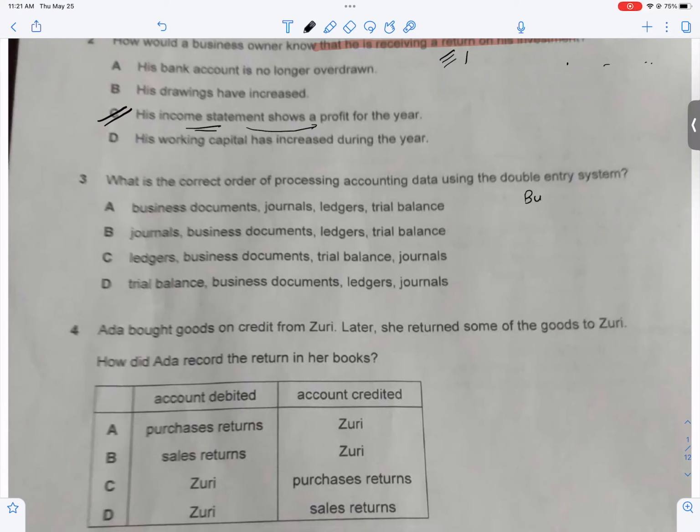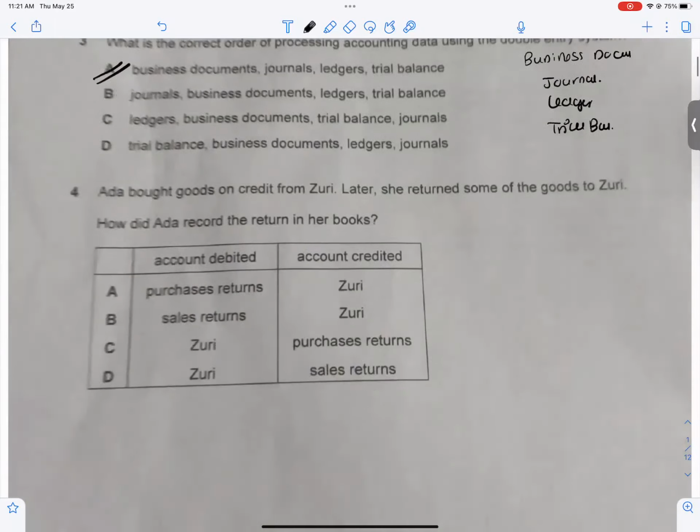First, you will have the business document. Based on the business document, you will record your transactions in your journal. From the journal, you will take the things to the ledger. From the ledger, you will take the things to your trial balance. So the correct order to record the accounting data is document, journal, ledger, trial balance. Are you with me? Okay, go to the next one.